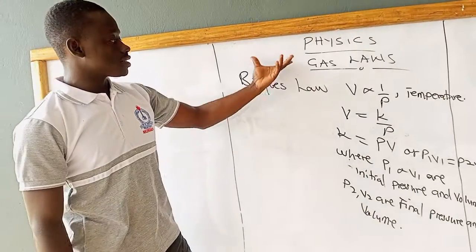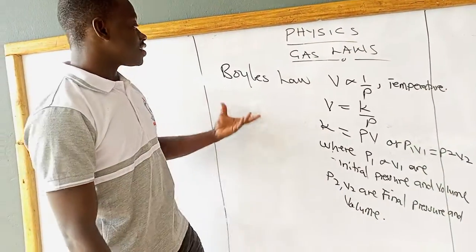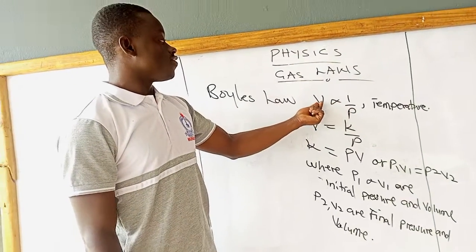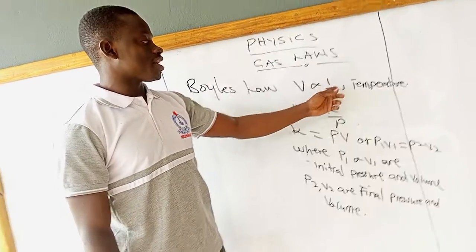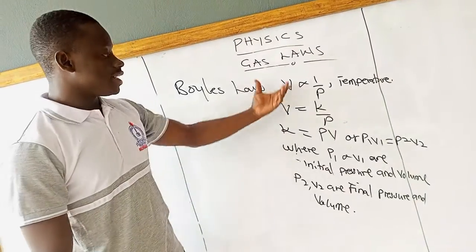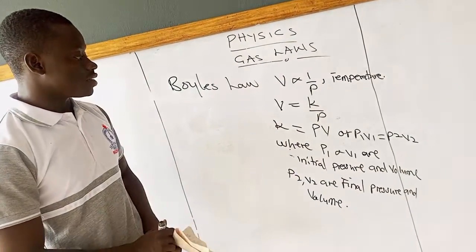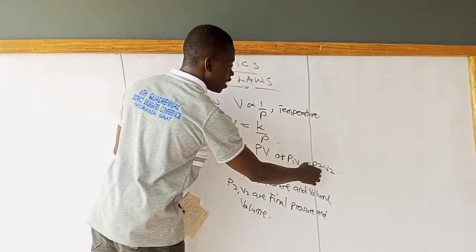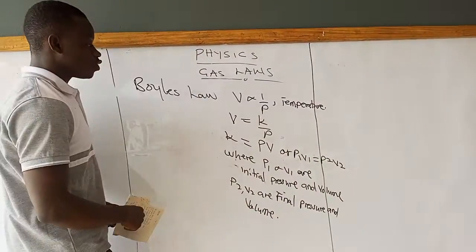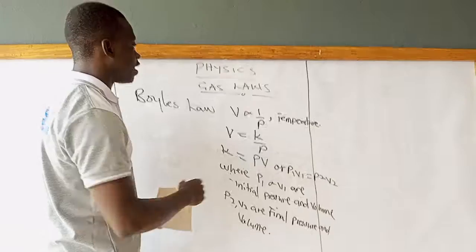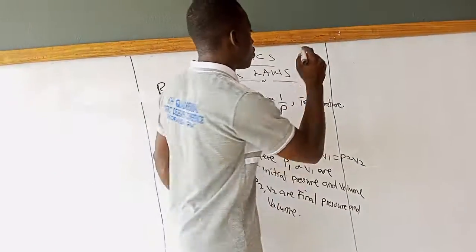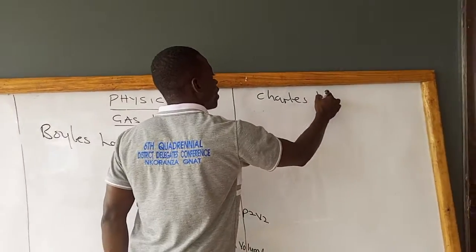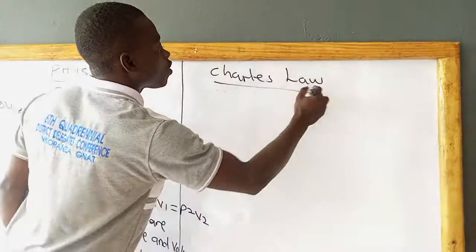This is what Boyle is saying: that for a given mass of gas, the volume is inversely proportional to its pressure at constant temperature. And this is the representation. So in the arithmetic, we will be dealing with P1 V1, P2 V2. So from Boyle's law, we have Charles' law.